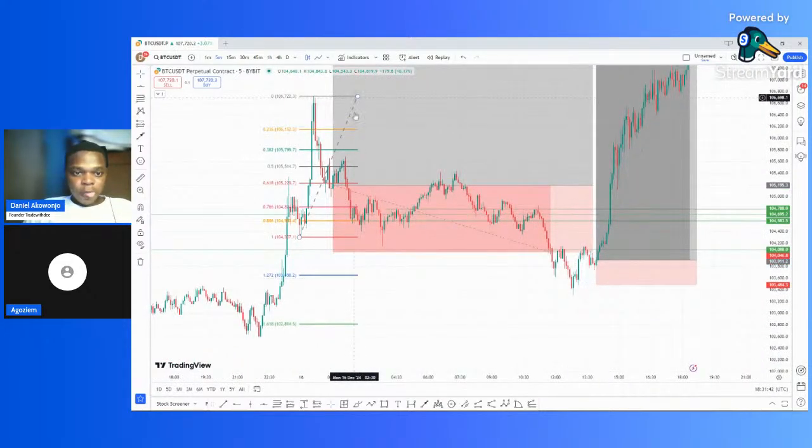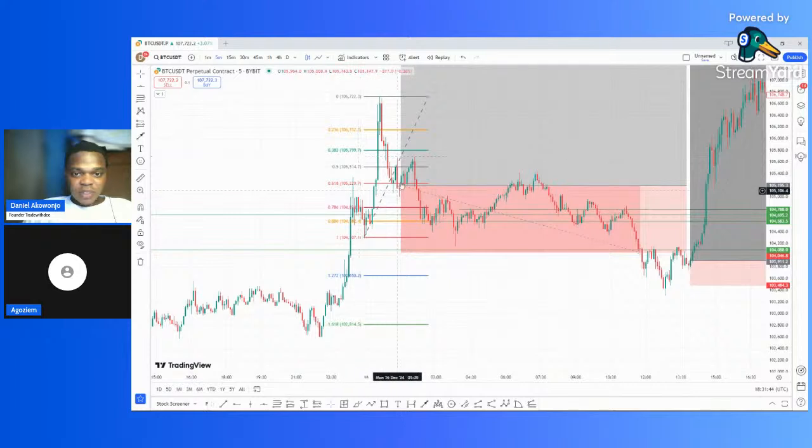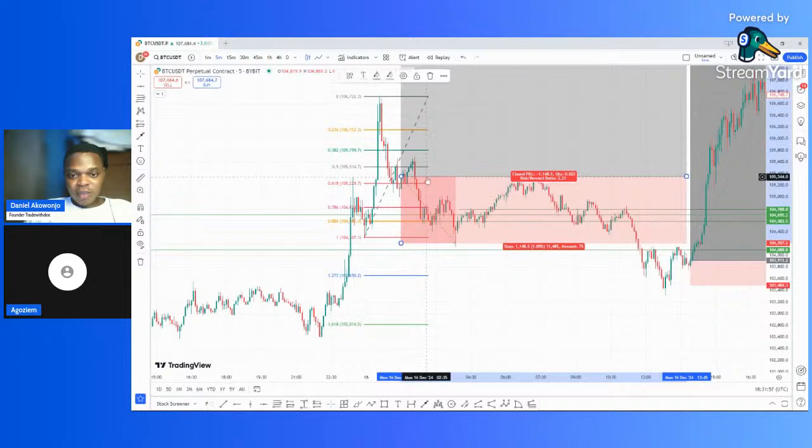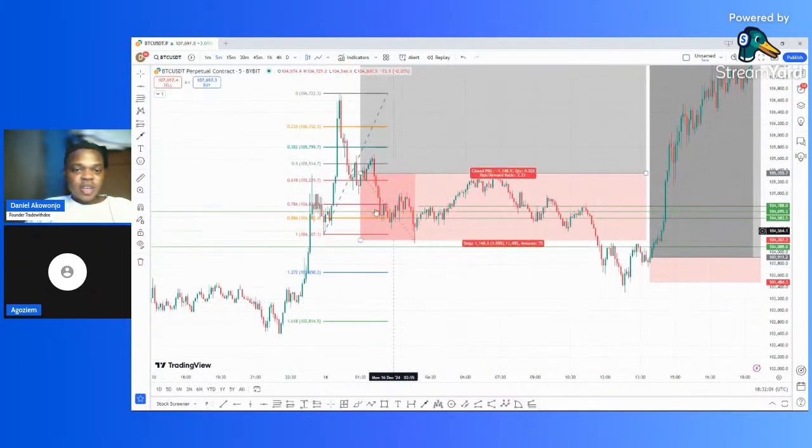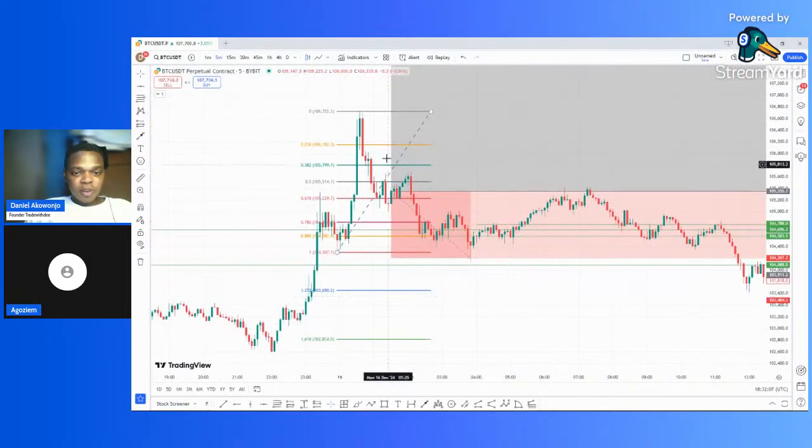So now you can see here that I was anticipating that immediately it gets to 0.618, I'll be able to take my entry for a buy. Immediately it came to 0.618, it formed the doji, then it gave me my bullish engulfing. I decided to take my entry right there. Can you see that? After I took my entry, price went in my favor a little bit, then dropped back.